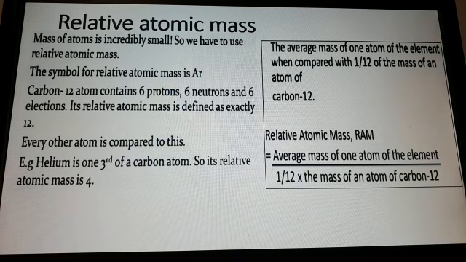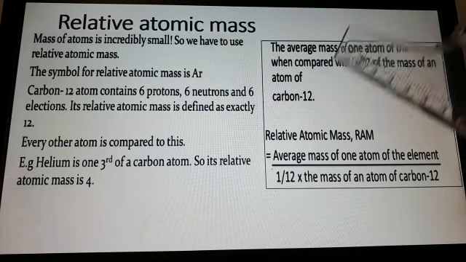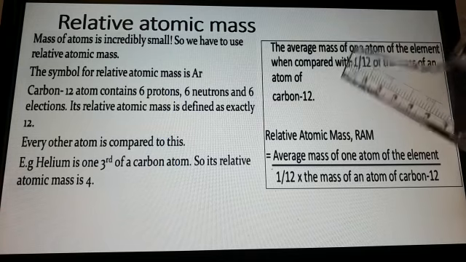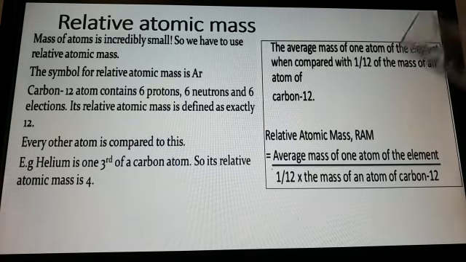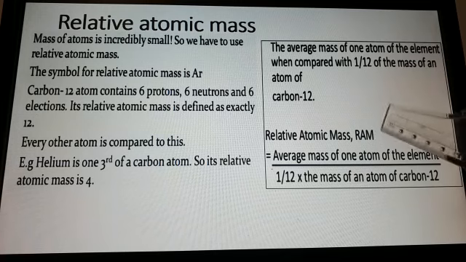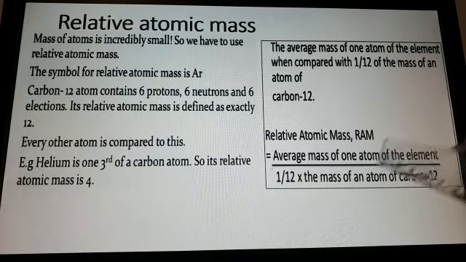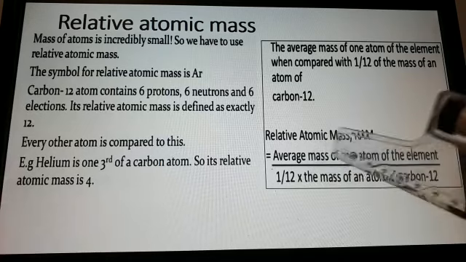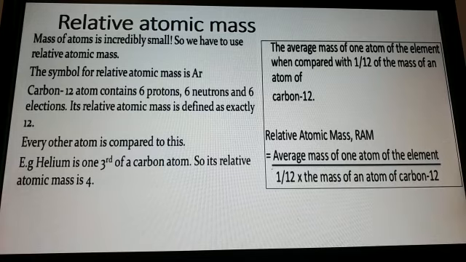The symbol for relative atomic mass is Ar. The carbon 12 atom contains 6 protons, 6 neutrons and 6 electrons. So its relative atomic mass is defined as exactly 12. Every other atom is compared to this. The average mass of one atom of the element, when compared with 1 by 12 the mass of an atom of carbon 12, is called relative atomic mass. It is calculated as the average mass of one atom of the element divided by 1 by 12 the mass of an atom of carbon 12.